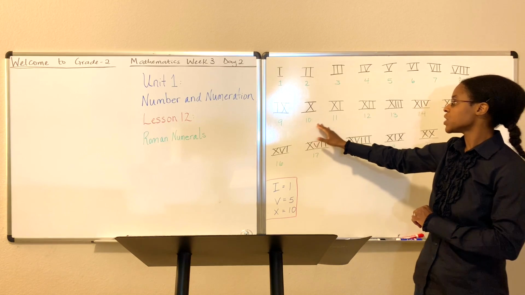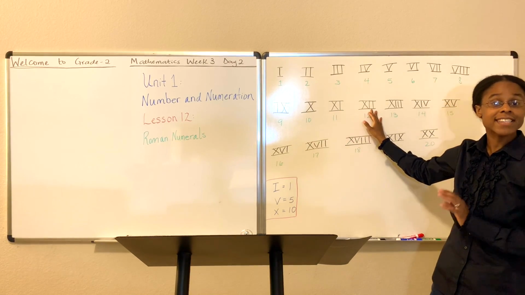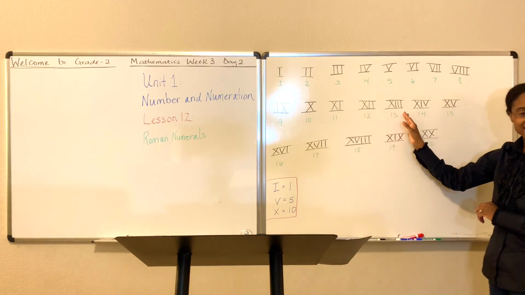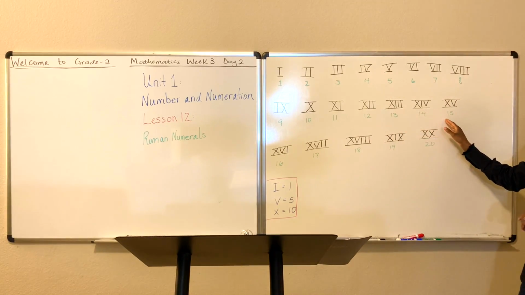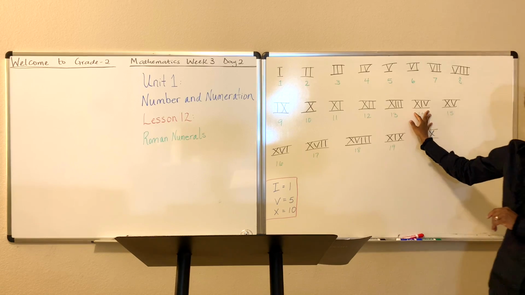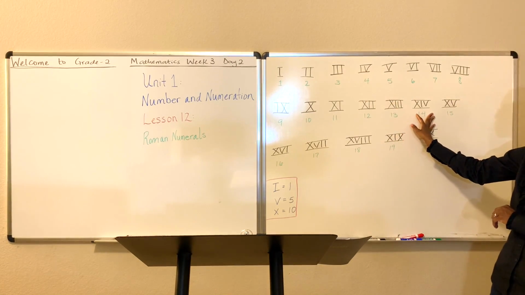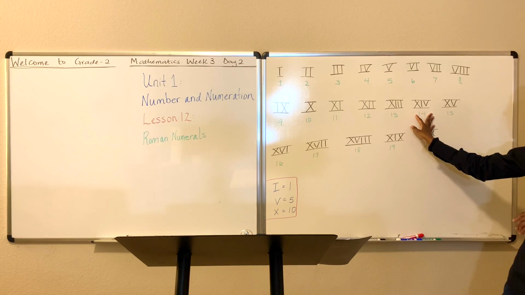You have X, which is 10. I coming after the X, which is 11. 2 I's after the X, which is 12. 3 I's after the X, which is 13. And I before the V, which is 5. So that's going to be 10 minus 1 plus 5, or you might just say 10 plus 4, because IV, as we've learned before, is number 4. So 10 plus 4 is 14.